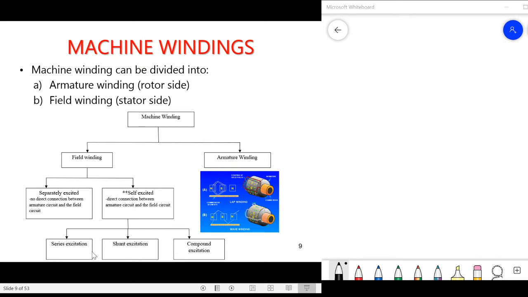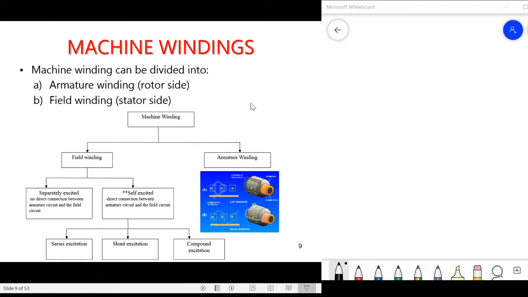So dalam self excitation dia pecah pada tiga. Kita ada series, shunt and compound. Series ni apa? Series ni adalah armature and field winding are connected in series. Shunt ni apa? Shunt ni sebenarnya parallel. Apa yang parallel? Armature and field winding are connected in parallel. Compound ni adalah combination. Combinations of what? Combination of series and shunt. Dia jadi compound. Sekali lagi saya ulang.